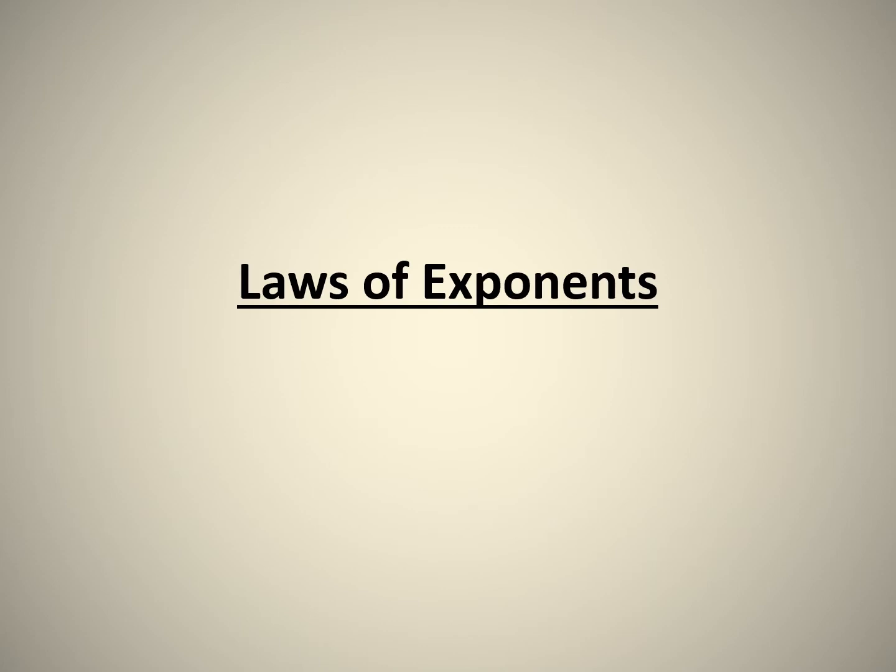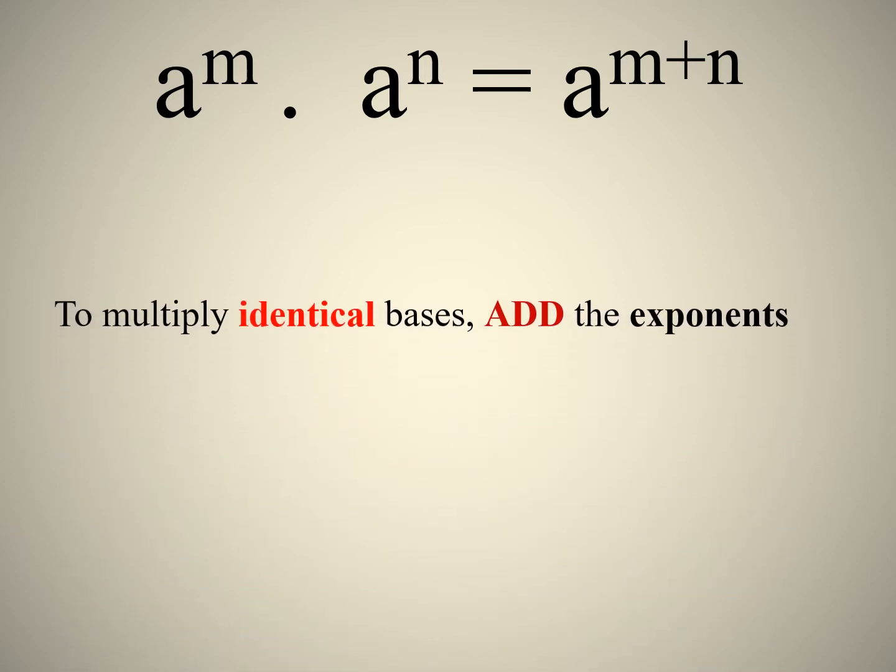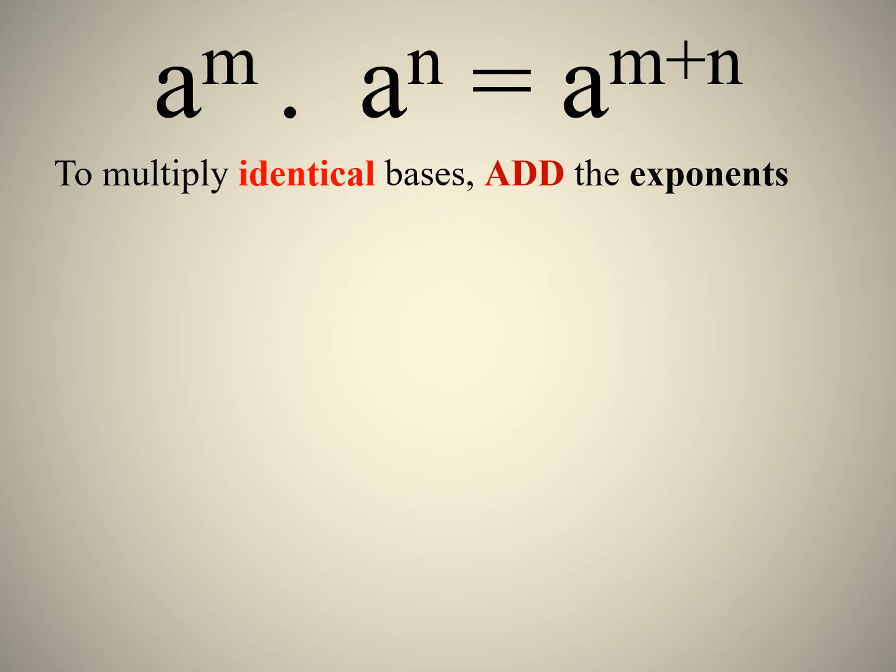Now let us see some laws of exponents. The first law is a raised to m into a raised to n is equal to a raised to m plus n. Here, note that the base of both the numbers a raised to m and a raised to n are the same, namely a. So, to multiply identical bases, add the exponents. Let us see few examples.